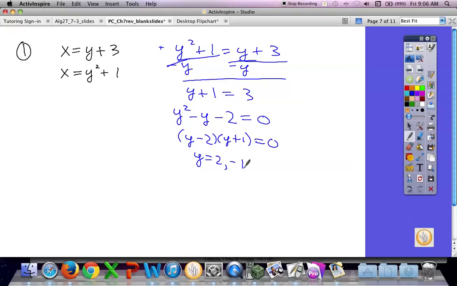Then we still need the x values. So you've got to plug them into either one. It doesn't matter because it's got to be the same thing. If I put in a 2, I'm going to get 5. x equals 2 plus 3 equals 5. So that means the point is 5, comma 2. And if you plug in the negative 1, then you get x equals negative 1 plus 3 equals 2, so that is 2, comma negative 1.